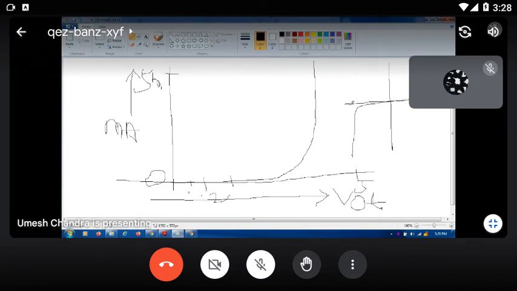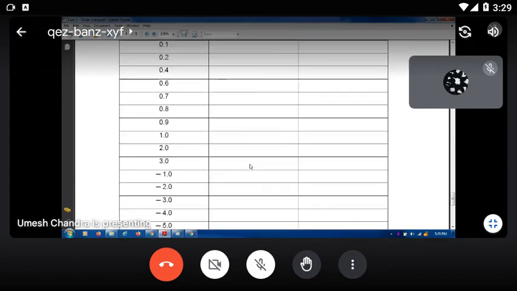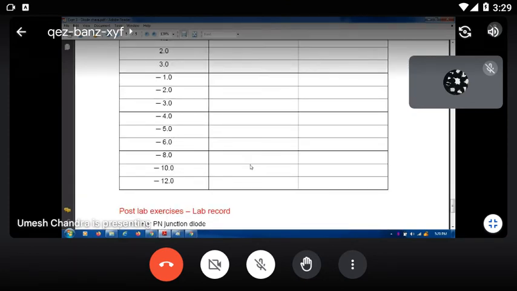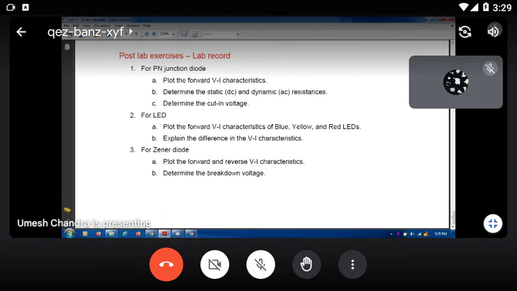Then you find the breakdown voltage. In the Zener you calculate and find out the breakdown. Zener observation table. Here, plot the forward VI characteristic, dynamic resistances and static resistances. Determine the cut-in voltage. Here, plot the forward VI characteristic of a blue, yellow, and red LED. Reverse VI characteristic, determine the breakdown voltage.